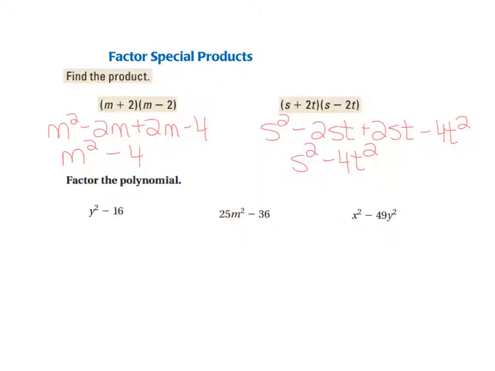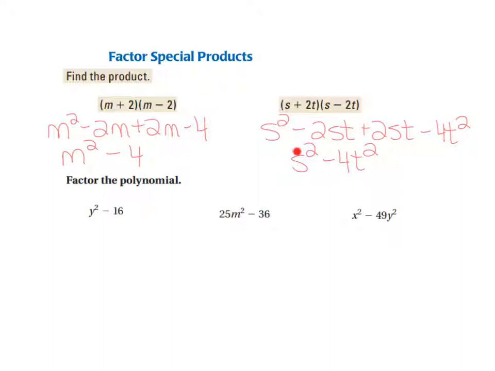Now, another thing to notice, m squared is a perfect square, right? M times m is m squared. 4 is a perfect square. 2 times 2 is 4. This is a subtraction sign. So this is called a difference of squares.